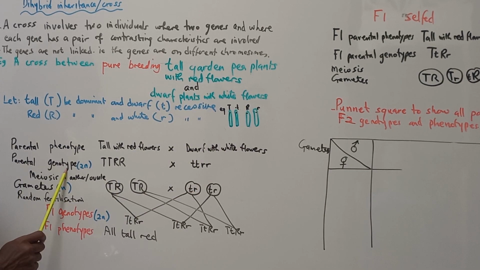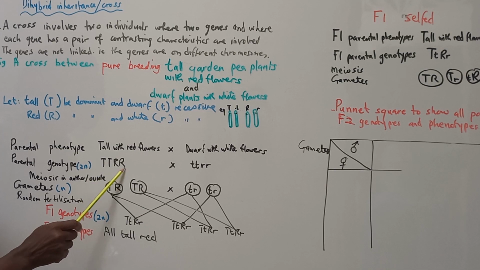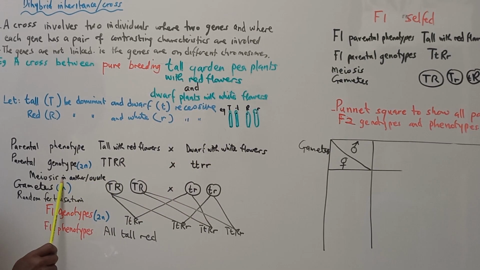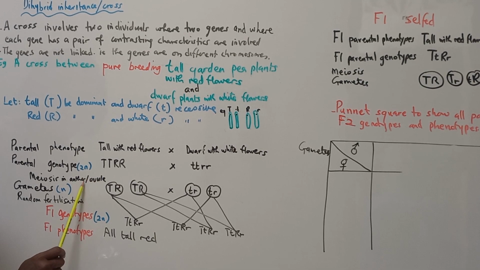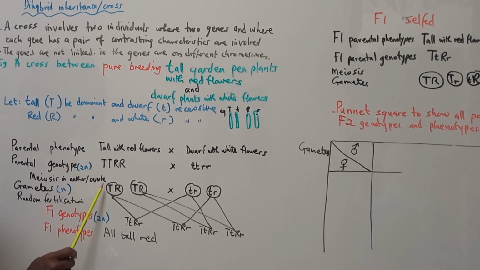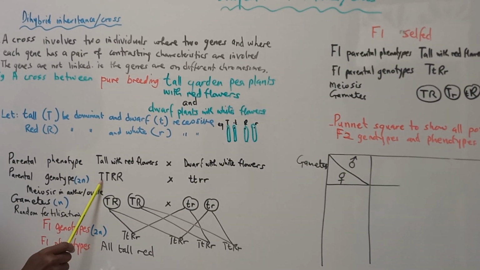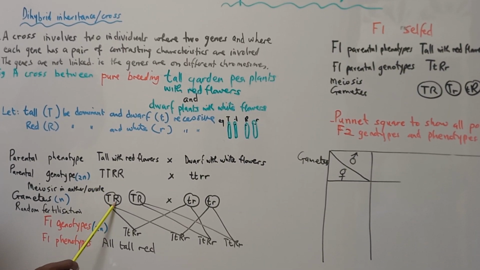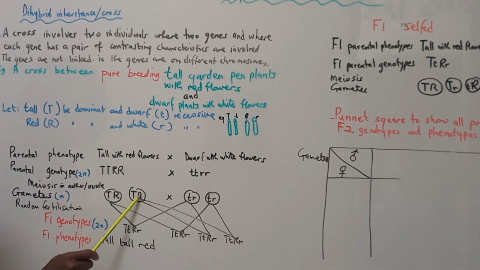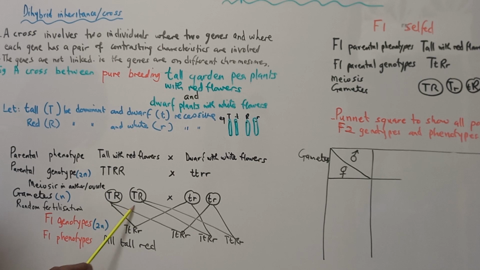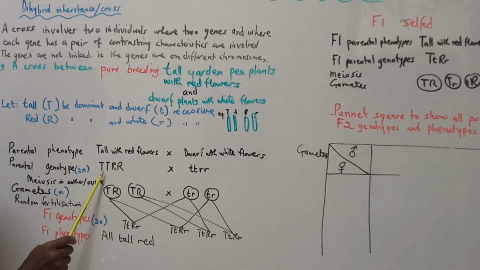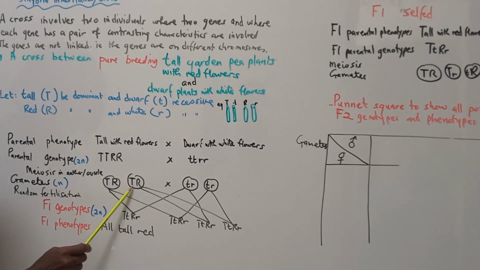And the parental genotype, we have this is tall red, dwarf white. They are on different chromosomes. Meiosis occurs in the anther of the male and the ovule of the female, and gametes are formed. This and this can go into one gamete, and the gametes are haploid. This and this can go into one gamete. And 4 gametes can be formed from this, but because it's the same big R, we have only 2 of them.